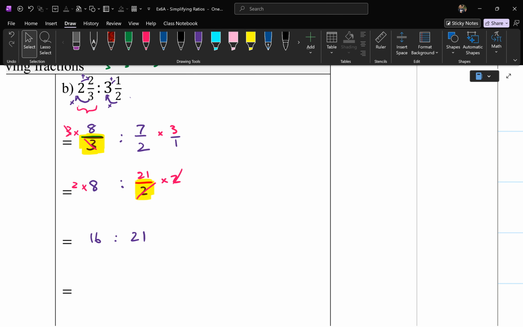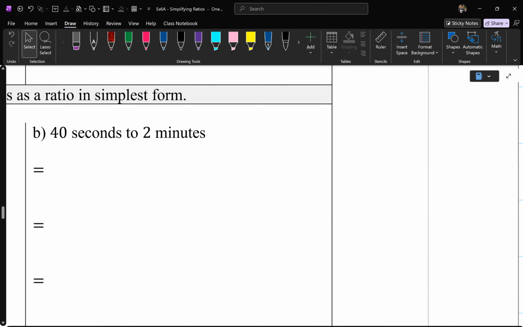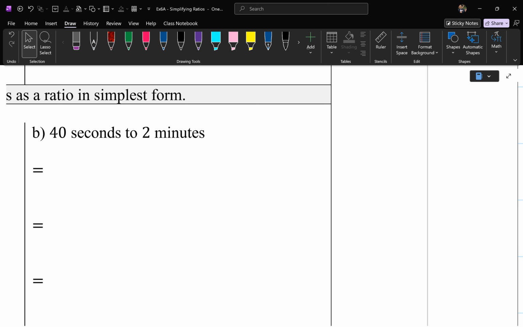Here we go. So we got now fractions sorted. The last one, or second last one, because I'm going to show you some foundation examples and see if you can figure them out using the skills you've learnt. What's wrong, or what's the problem with 40 seconds to 2 if I wrote it like this?